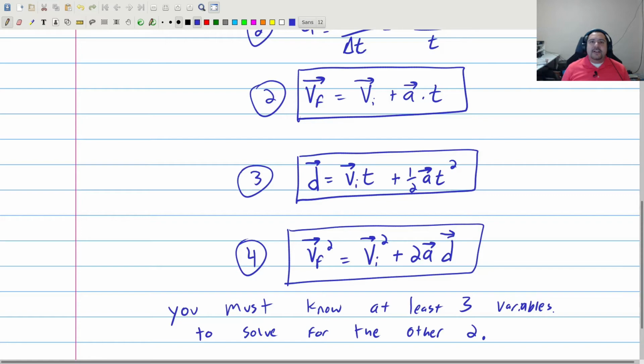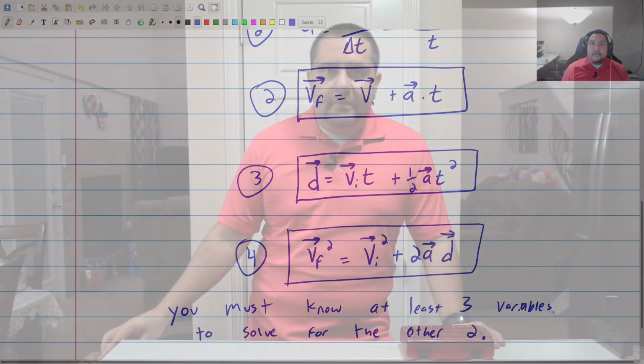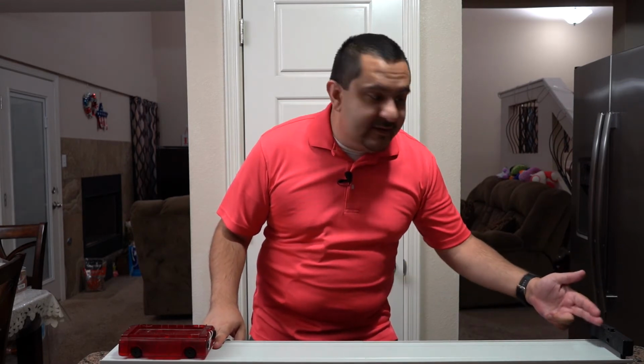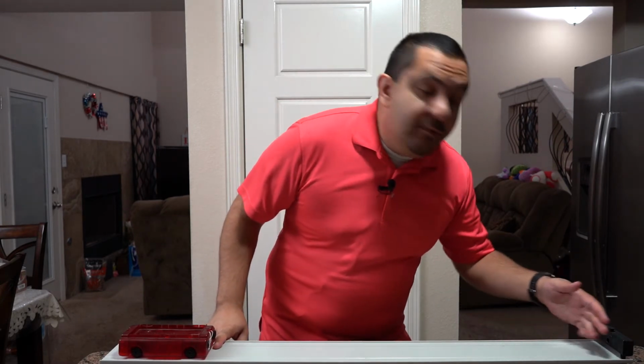So let's see an example of using kinematic equations in real life. So here I have a dynamics cart on a track. And I've intentionally made this side a little bit higher than this side. So when I let it go, it will accelerate in that direction. I'm going to start this dynamics cart at the 20 centimeter mark and it's going to run over here to the end stop. When it hits the end stop, it will be at 98 centimeters.